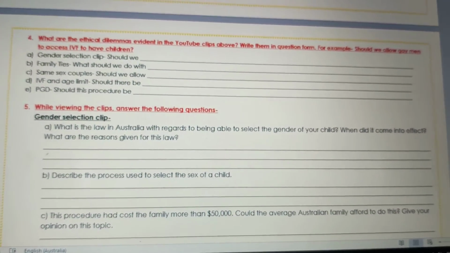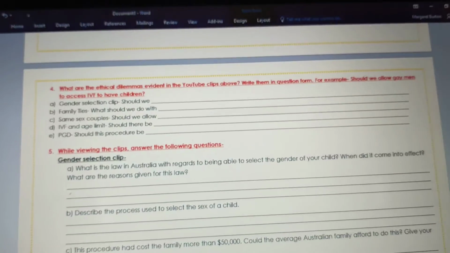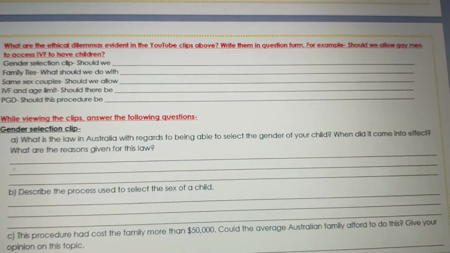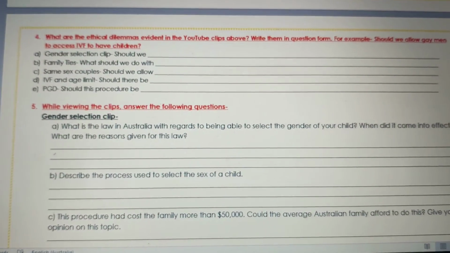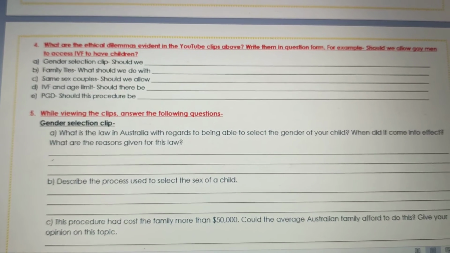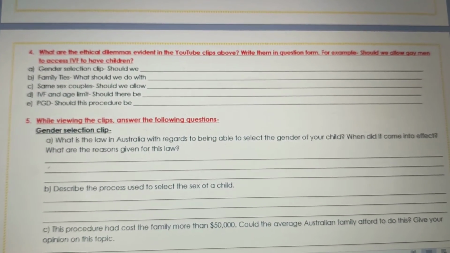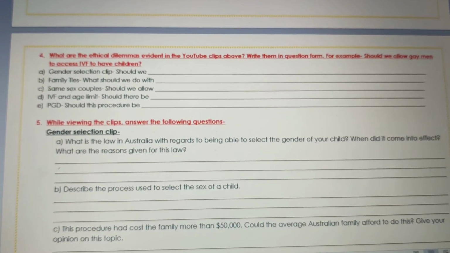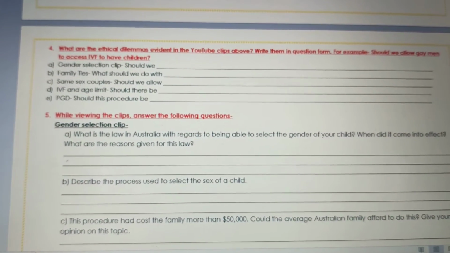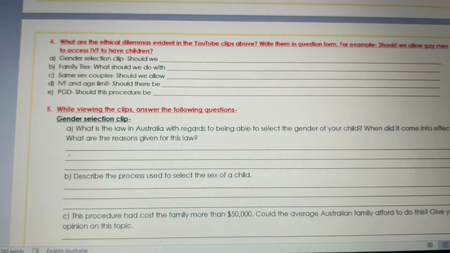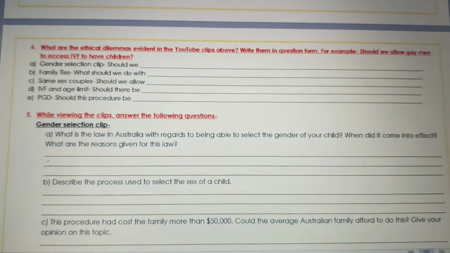So for each of those clips, I've done the sentence starter. You need to fill in the end of it. So gender selection clip. So the one about, should we be able to choose what sex of the child that we are going to have? So they will just be finished off to form a question.